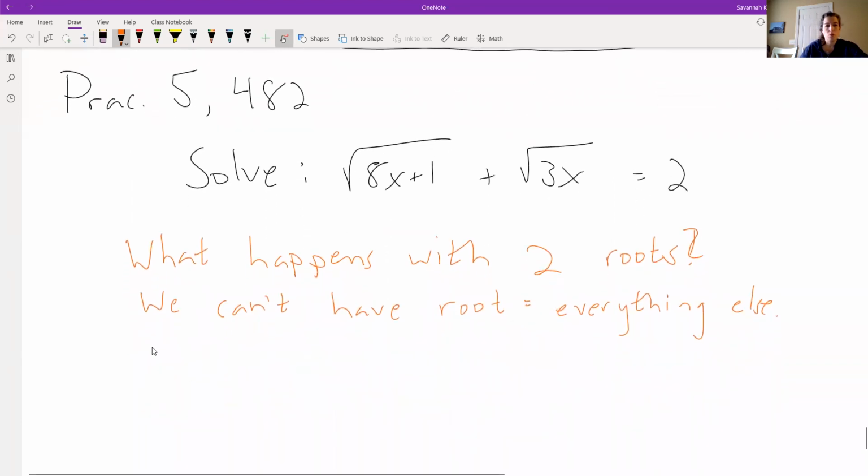But what we can do is just separate the roots. And that makes things slightly easier. Again, this is all about ease and convenience. It's not about right or wrong. You could solve the problem with both roots on one side. It would just make your squaring both sides phenomenally worse.